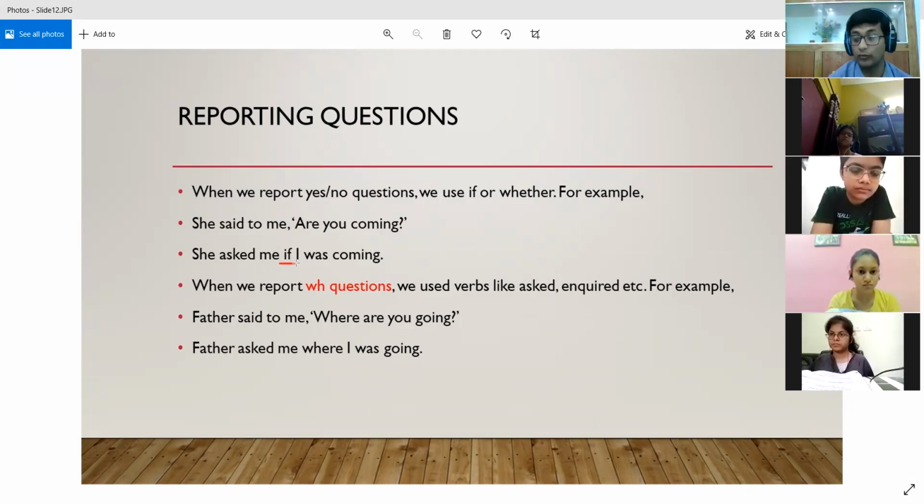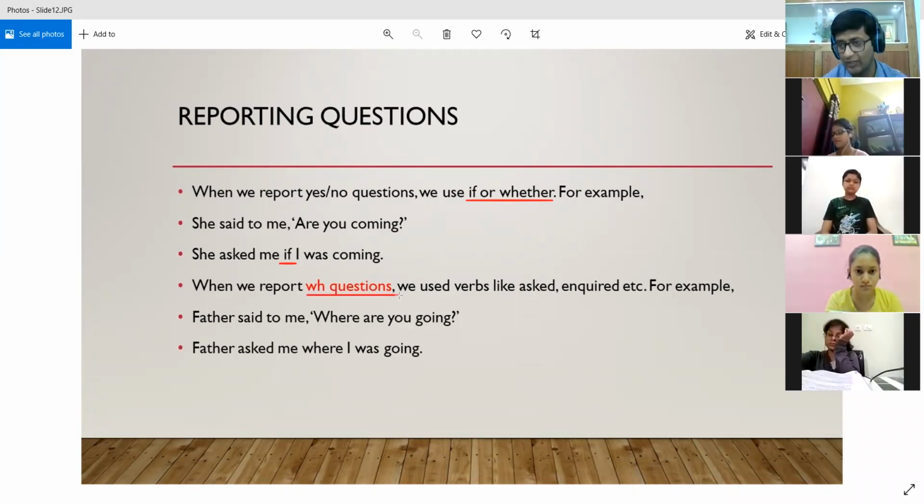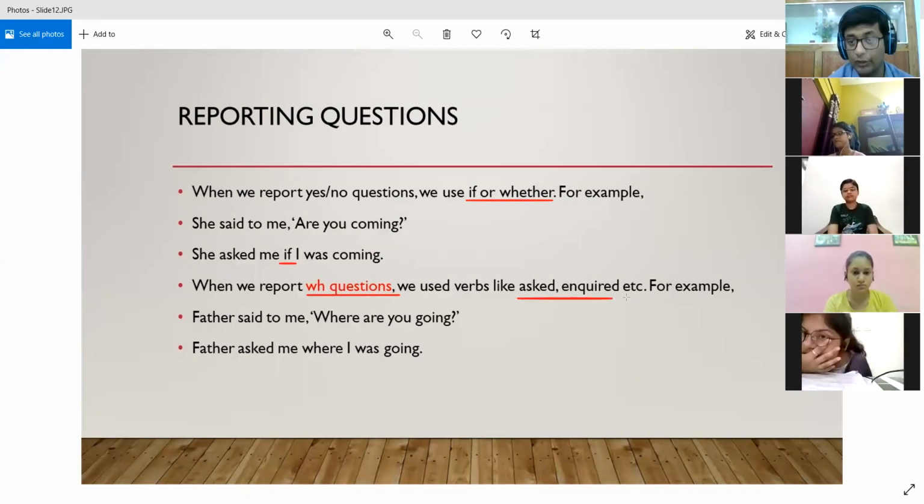So in cases where a question has been asked and the answer to which will be a yes or a no, then in those cases we use if or whether. So we can say she asked me if I was coming or whether I was coming. Yes. Then when we report WH questions, WH questions means the questions which start with what, which, where, right? The WH questions. We use verbs like asked, inquired, etc. So father asked me, where are you going? So while writing it in the indirect, we can say father asked me where I was going, right?